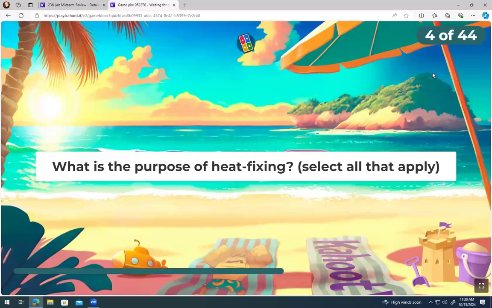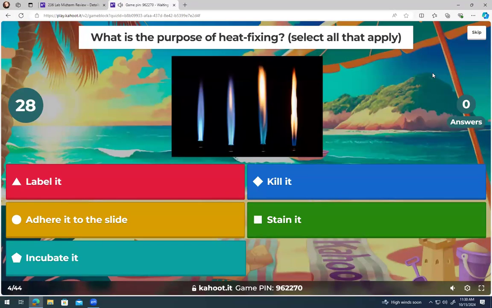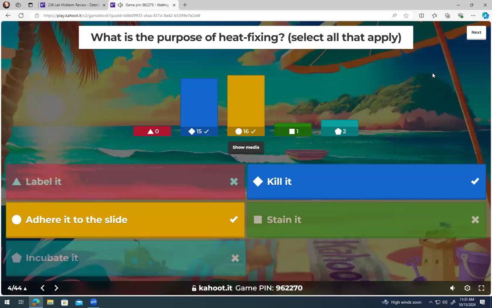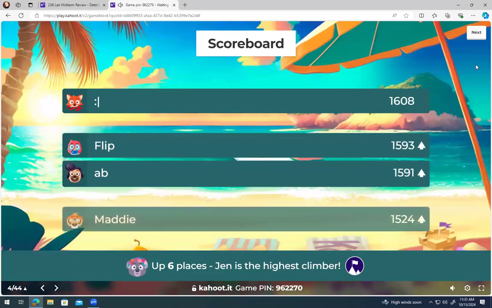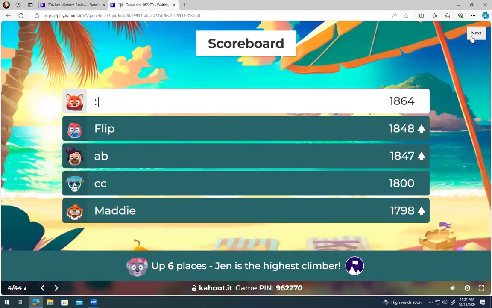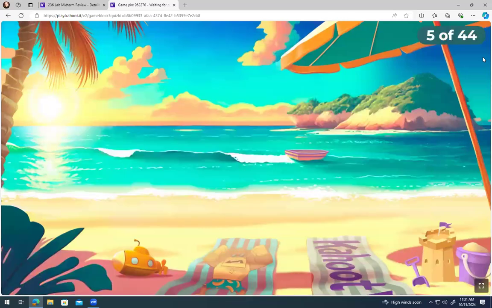All right, what is the purpose of heat fixing? Okay, so we're going to kill it and adhere it to the slide. That's the goal. Just those two things. It itself is not going to stain it or anything like that. Just killing it and adhering it to the slide is what it's important for.